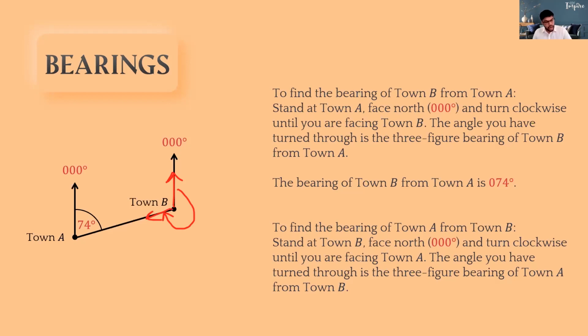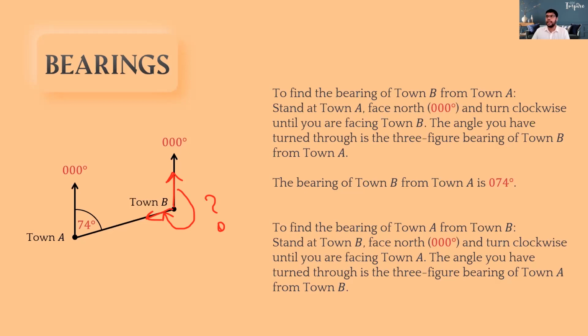So children, remember, you can't go this way. You can't go the other way. You have to always go clockwise only. You turn clockwise until you face town A, right? And this angle, now we don't know what the angle is yet. We'll find the angle, right? This angle is the three-figure bearing of town A from town B.